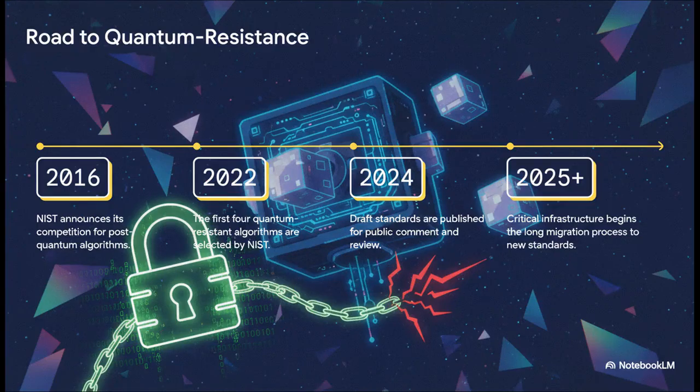And don't think for a second that this is some distant science fiction problem. As you can see from this timeline, it is happening right now. NIST kicked off its competition way back in 2016. They picked the first round of winners in 2022, and draft standards are being published as we speak. This migration is going to be a long, difficult process, especially for critical infrastructure, but it has to start now. Why? Because adversaries could be recording our encrypted data today and just sitting on it, waiting to decrypt it years from now with a quantum computer.